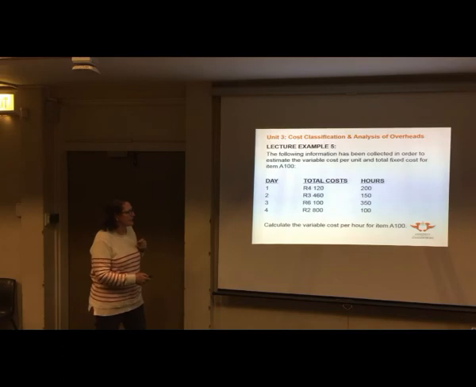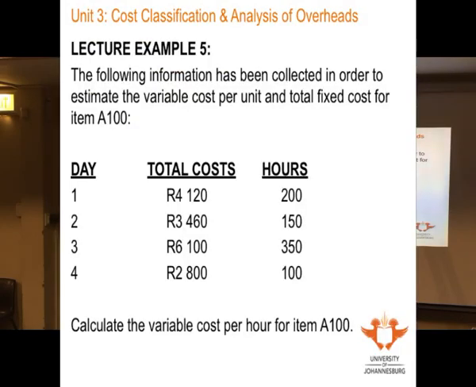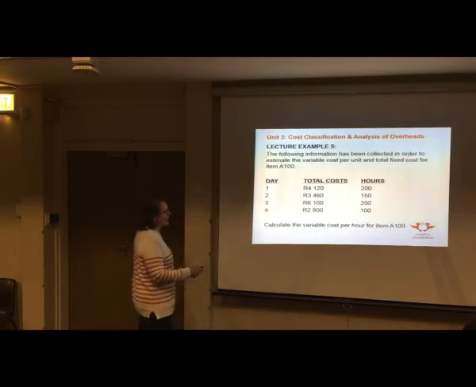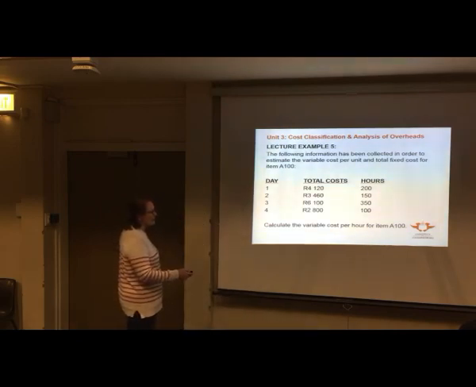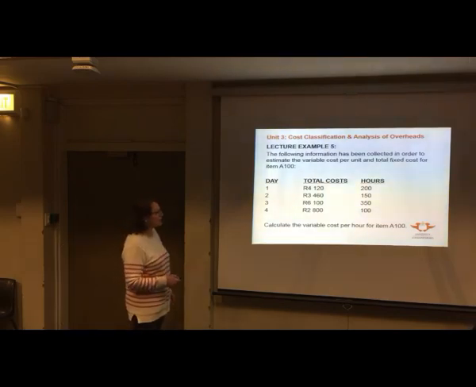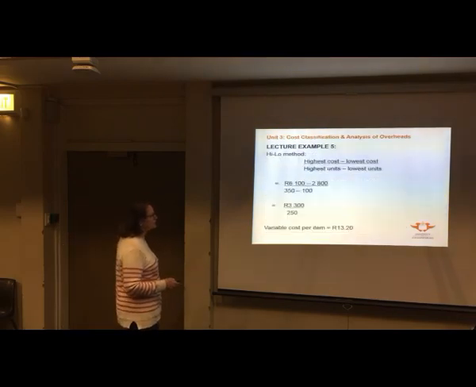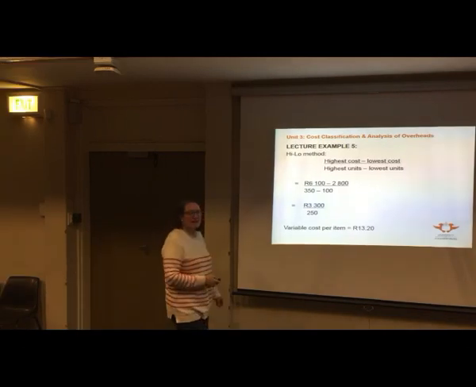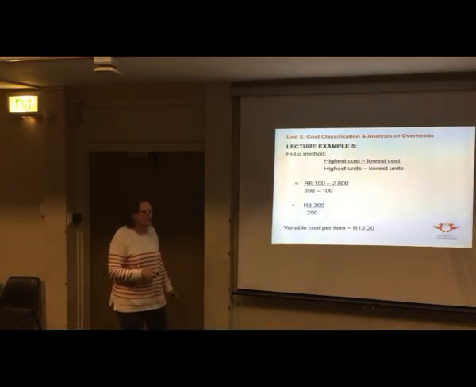So now we're going to take the highest minus the lowest. There's the highest minus the lowest. So you're going to take the Rand value, the total cost, highest minus lowest. You're going to get the Rand amount there. And the difference is 250 units. You're going to take the Rand amount and divide by 250 units, which is 13 Rand 20. So we've calculated the variable cost at 13 Rand 20 per item.